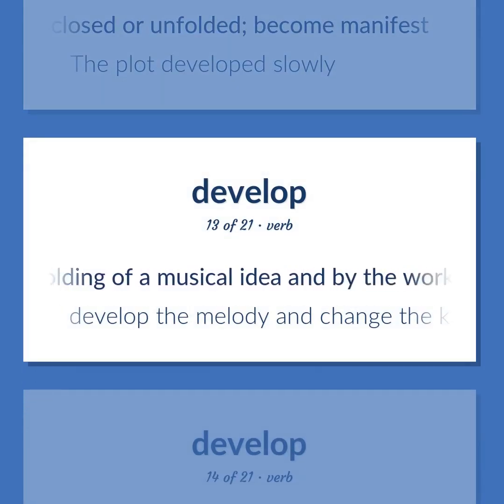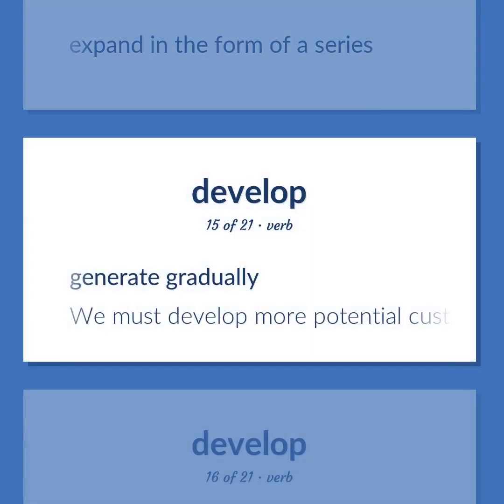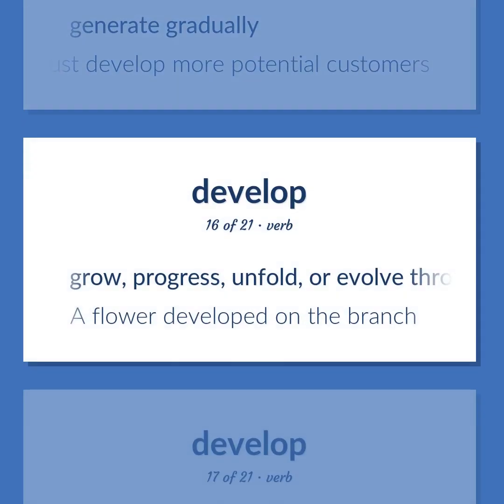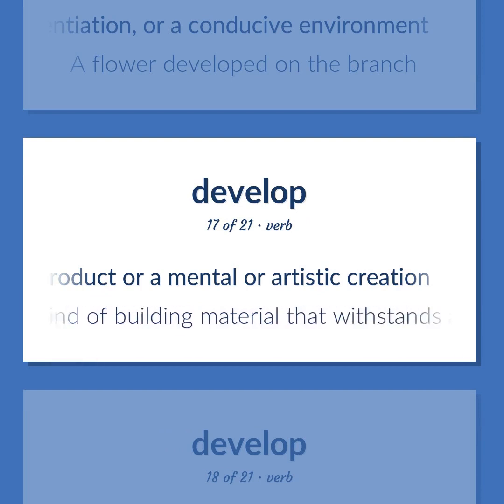Elaborate by the unfolding of a musical idea and by the working out of the rhythmic and harmonic changes in the theme. Develop the melody and change the key. Expand in the form of a series. Generate gradually. We must develop more potential customers. Grow, progress, unfold, or evolve through a process of evolution, natural growth, differentiation, or a conducive environment. A flower developed on the branch. Make something new, such as a product or a mental or artistic creation. Her company developed a new kind of building material that withstands all kinds of weather.